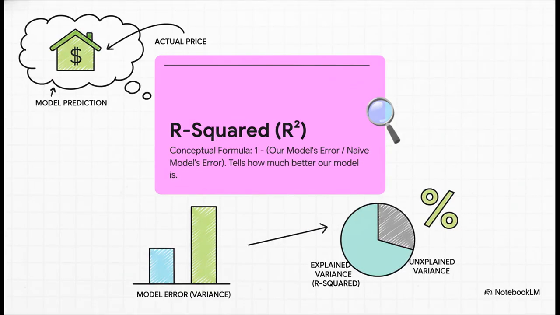And this comparison is what lets us build what is maybe the most useful metric of all, R squared. Conceptually, it's asking a really simple question. Out of all the total error that exists in the data, how much of it did our model manage to explain away? It literally tells you the percentage of the spread in prices that our model was able to capture.